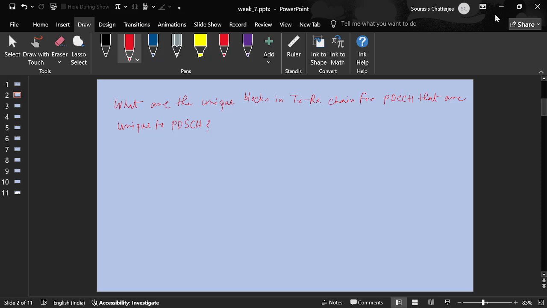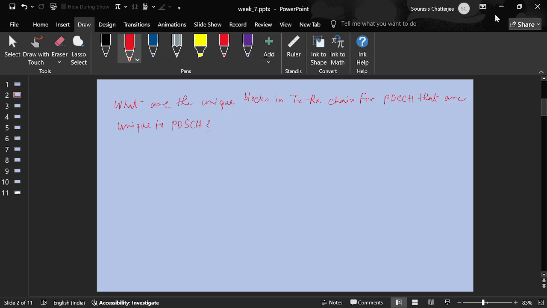Master information block, fine, good enough. Then, what about this CORESET 1 that follows after CORESET 0?